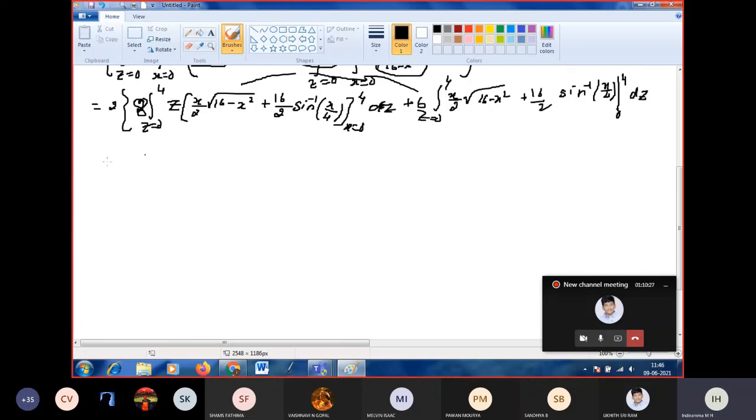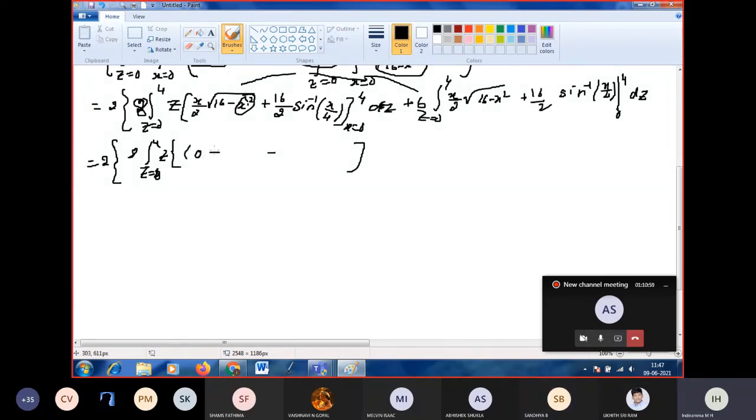Now we have to simplify by applying the limit. 2 into 2 is common for both the integrals. So 8 into integral z is equal to 0 to 4, z you keep it out. Upper limit minus lower limit. Upper limit means put x equal to 4. 16 minus 16 becomes 0.